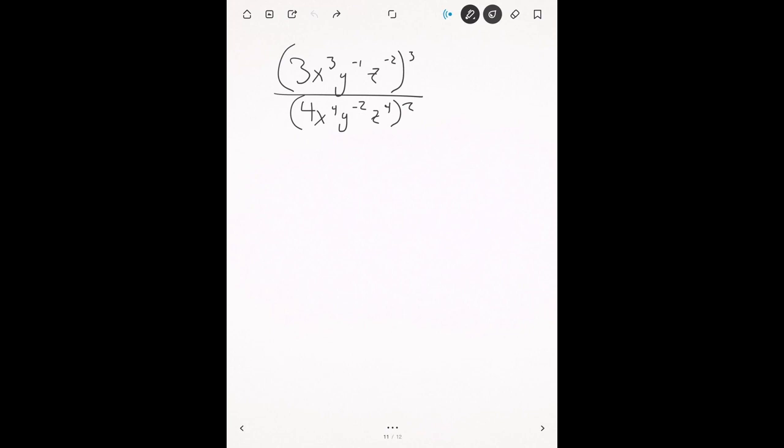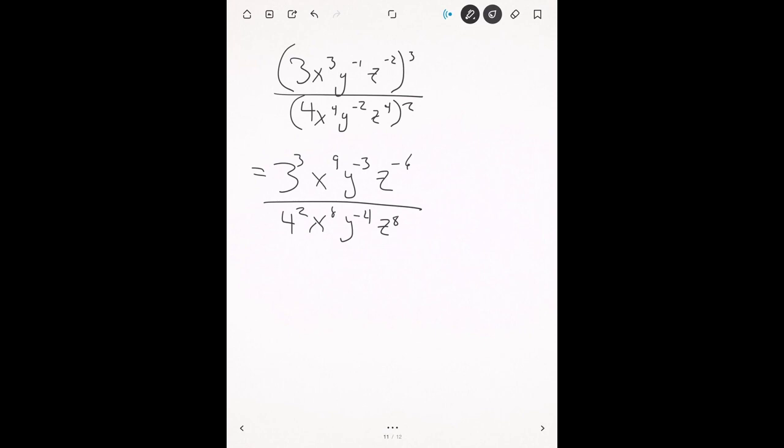I have to get rid of the parentheses first. So to do that, we're going to use our properties of applying this 3 to every one of these things. All right, let's try to make this as neat as possible. But I'm going to take 3 to the 3rd. X to the 3rd is x to the 9th. Y to the negative 3. Z to the negative 6. It's kind of like we're going around and distributing everything. Again, it's not distribution, but that's the central idea.